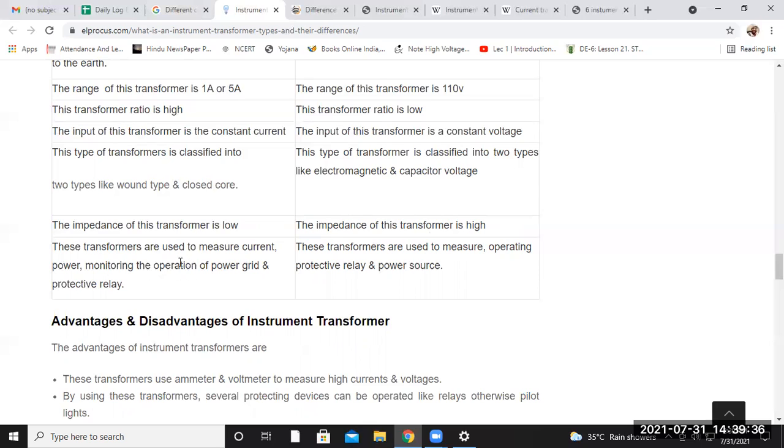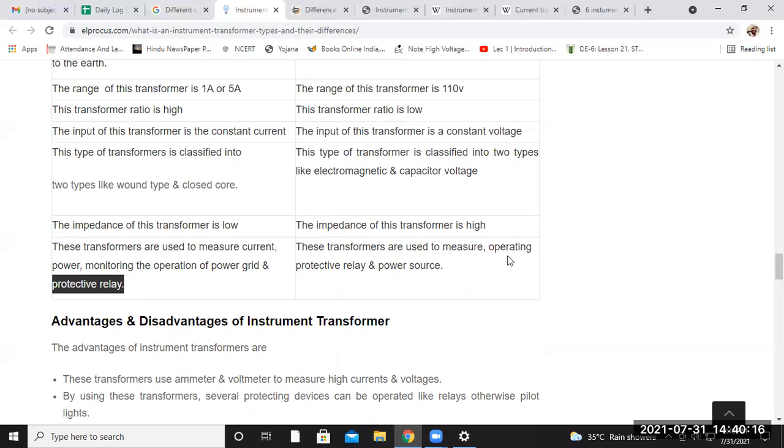Next point, last point, difference of potential transformer and current transformer. It is given here. These transformers are used to measure current, power, monitor the operation of the power grid, and for protection. Mainly, the current transformer is used to protect the system, and it is combined with the protective relay. A relay is a sensing unit which senses the fault and gives a signal to the circuit breaker to break the circuit from the healthy part to the unhealthy part. So that is the main purpose of the current transformer. Similarly, in the next part, it is given here.